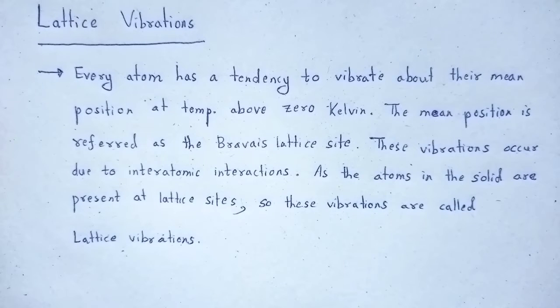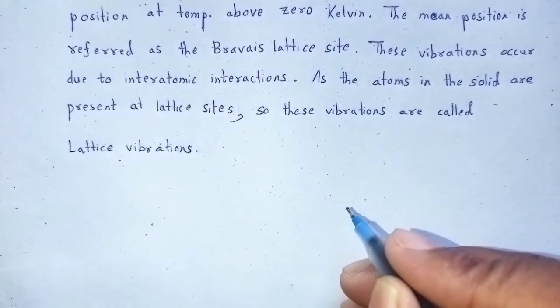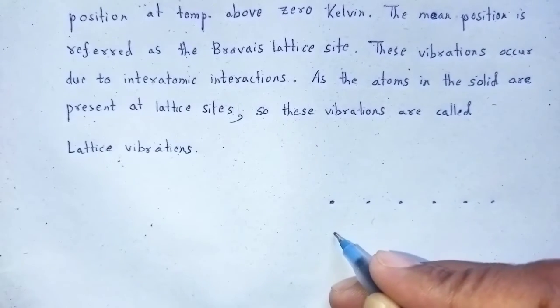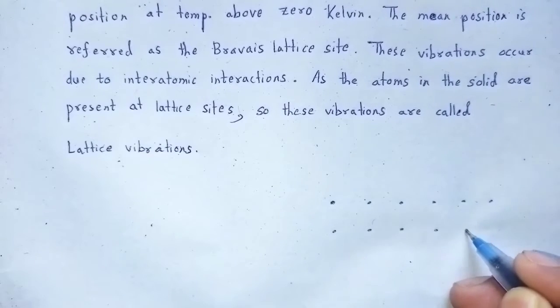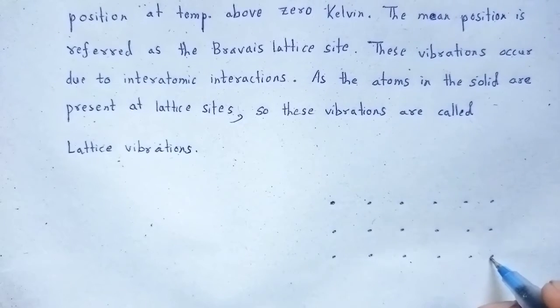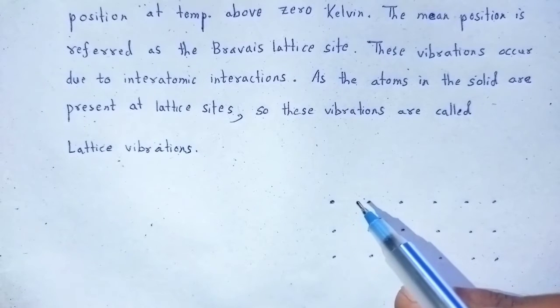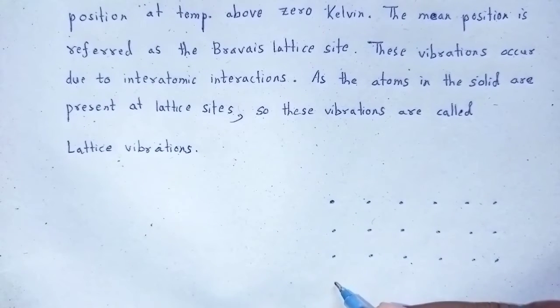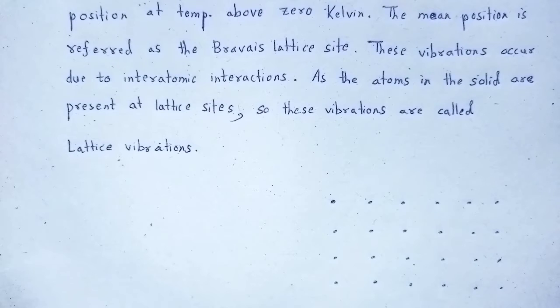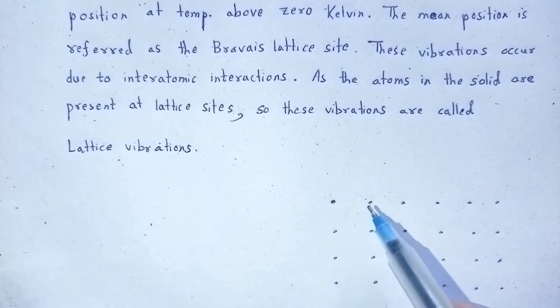Lattice: the array of points in space having equal surroundings. Let me consider it in two dimensions. At each lattice point, we replace it by a group of atoms which is known as the basis. With the combination of lattice plus basis, we obtain the crystal structure. At each lattice point, a group of atoms are arranged.